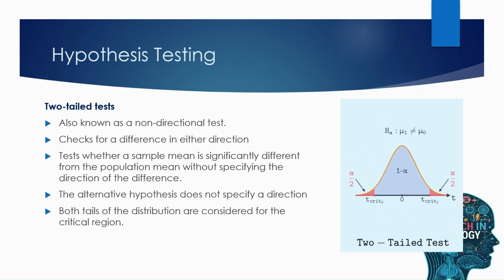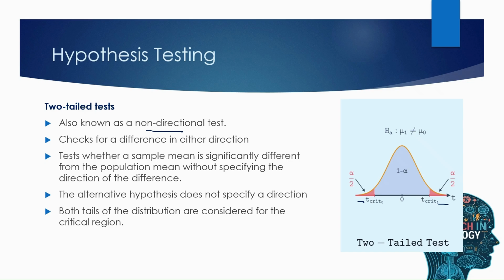After the one tail test, we have the two tail test. As the name suggests, it has two tails here. See, two tails. So there are two critical regions. It's also known as non-directional test. Okay, so we'll be testing non-directional hypothesis here, where we are not specifying any direction, but just saying that there is a significant difference between two variables.